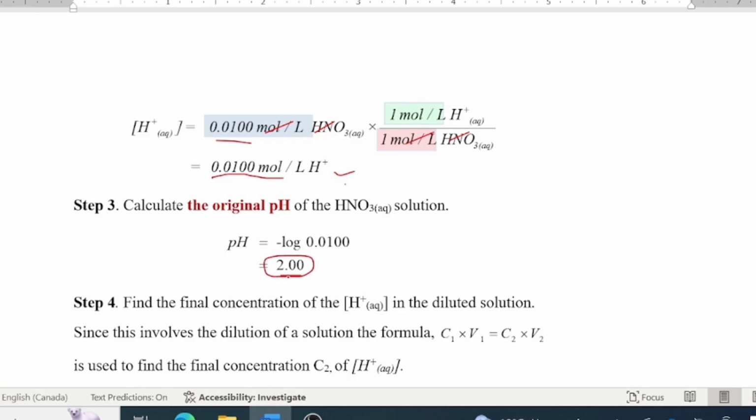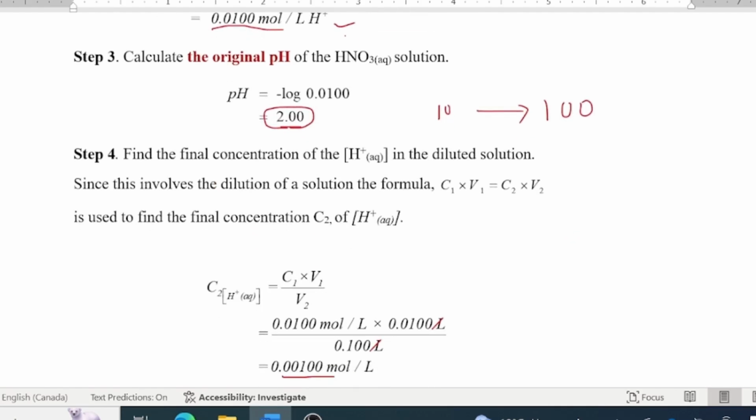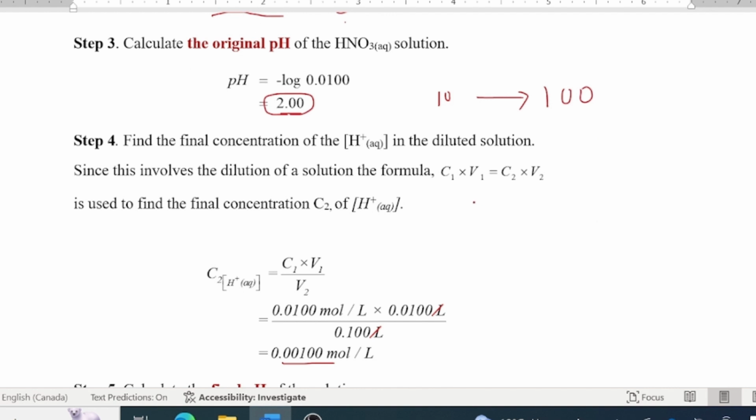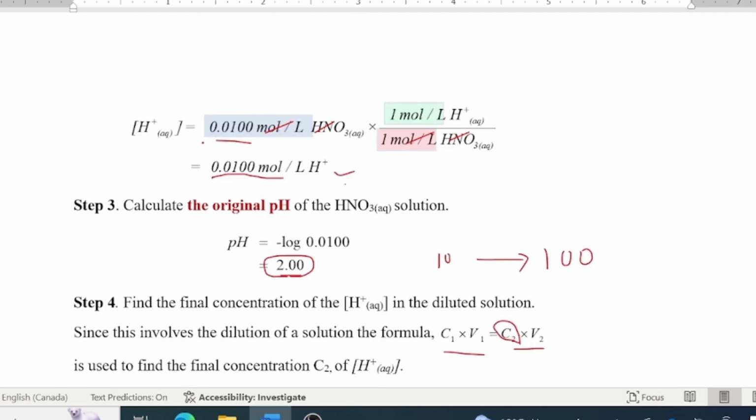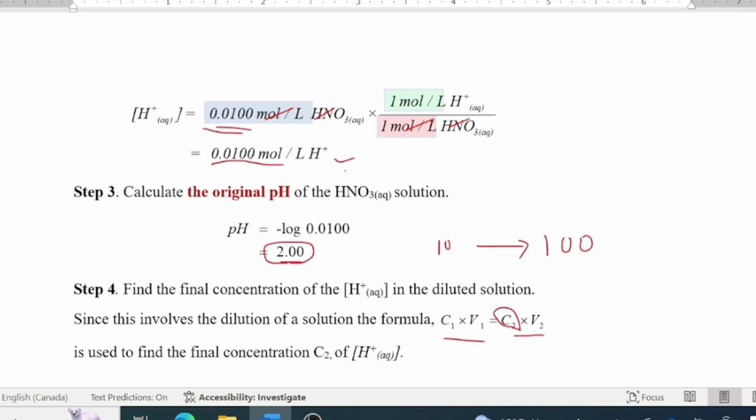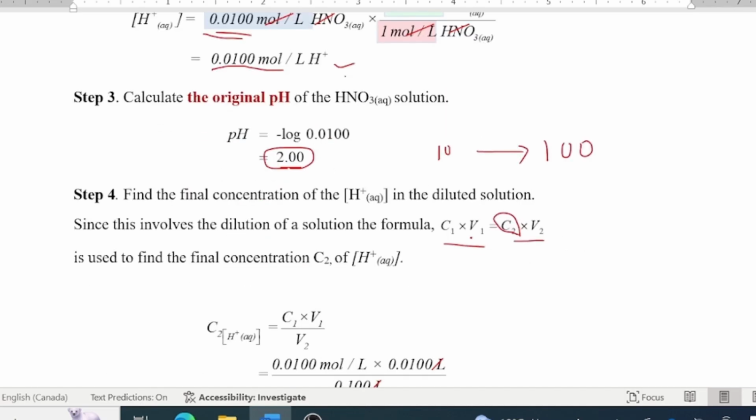Now we're changing it from 10 milliliters to 100 milliliters. Let us see if there's any change in pH there. Find the final concentration. Use this equation: C1V1 equals C2V2. How can you remember that? And we are looking for C2. We know C1 because they give you that, 0.0100 moles per liter. You know V1, which is 10 milliliters. You know V2 is 100 milliliters.